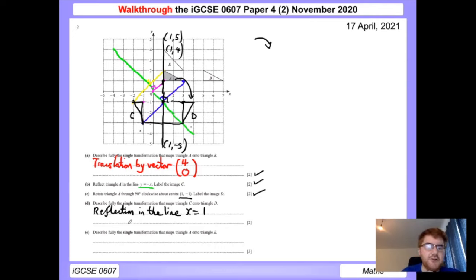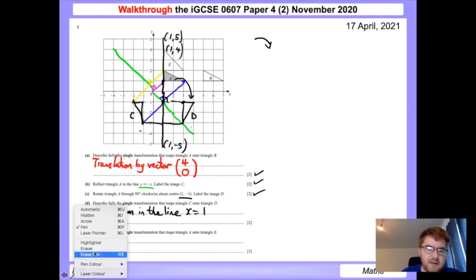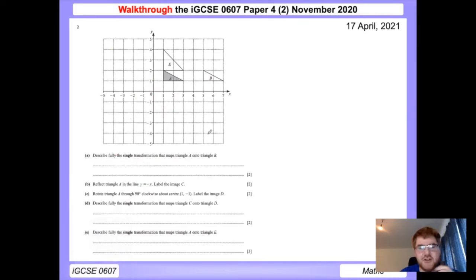1 mark for reflection, 1 mark for x equals 1. Now for the last part, I'm going to get rid of the pen because we need to be able to see what is going on. There we are, like magic.